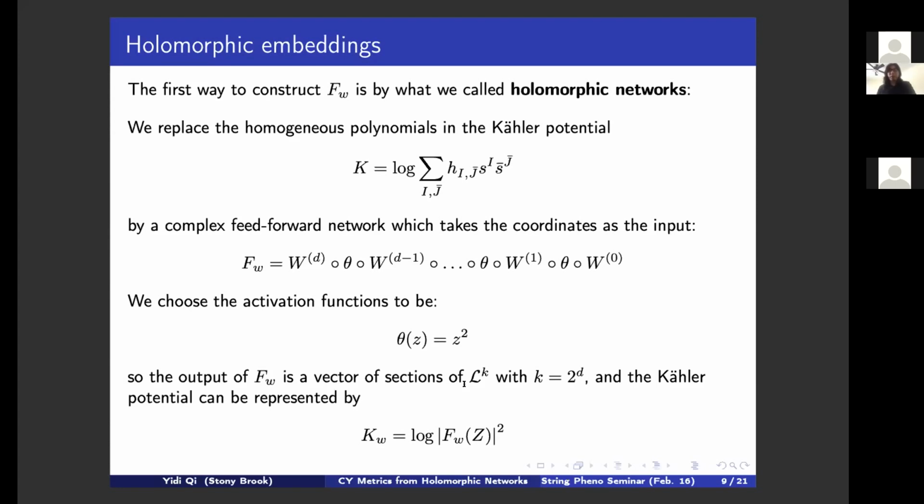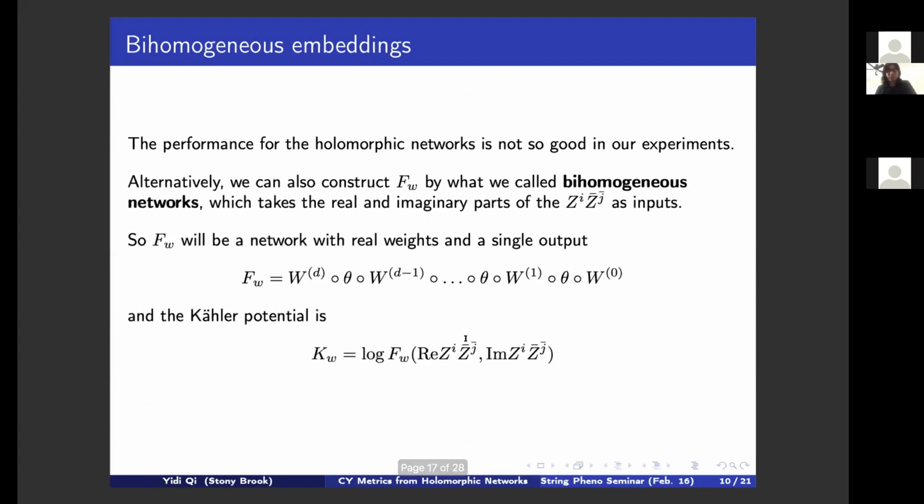And also you have to multiply the output by the complex conjugate, which makes the networks much more complicated. So it turns out the performance of this setting is not too good. So then we propose another kind of network, which is called the bihomogeneous networks.